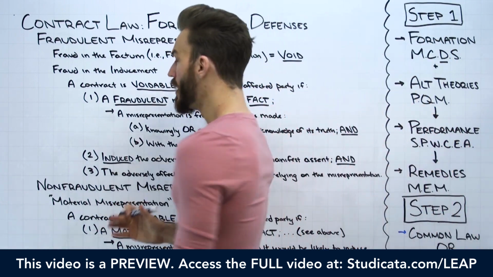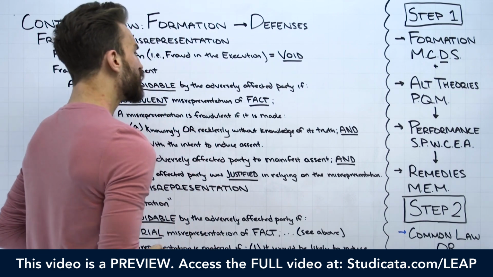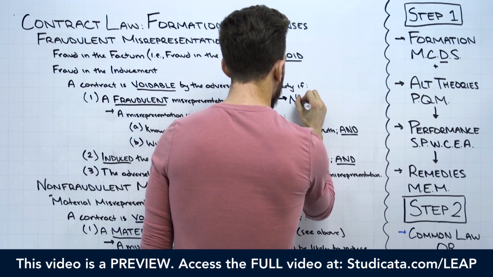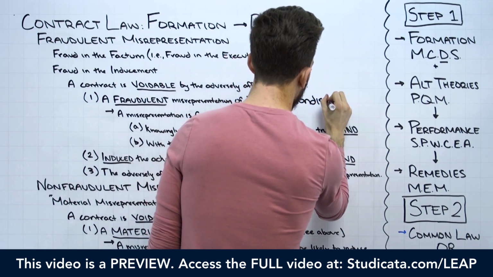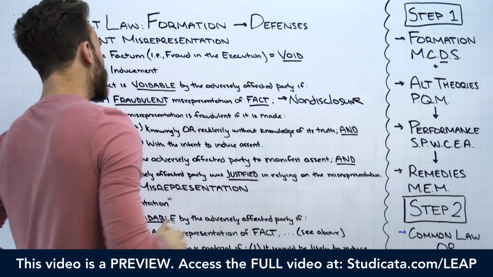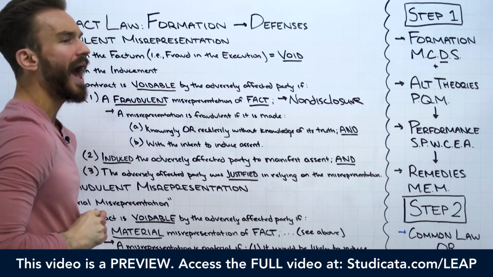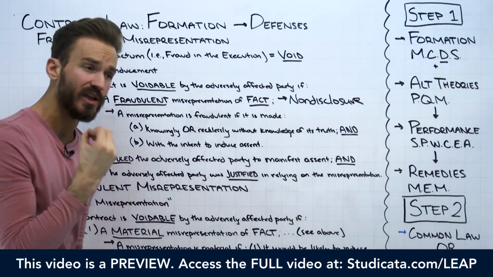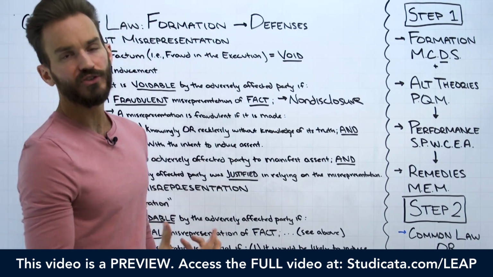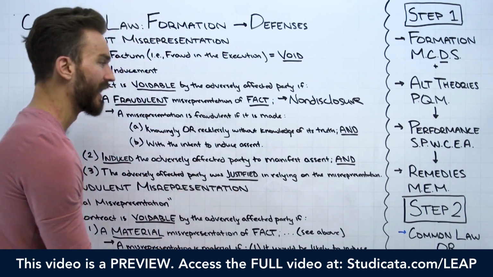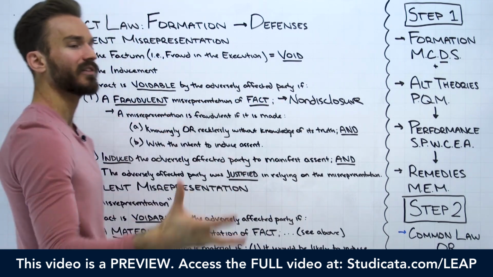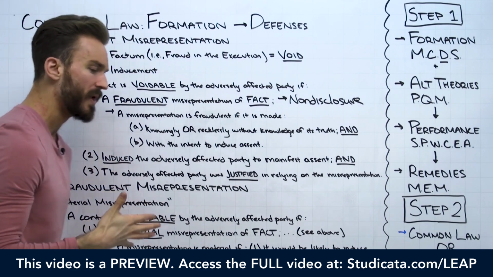Now, there's one other thing we want to note here, and that's what happens when someone's silent, right? We have a non-disclosure, where a party is silent, right? Do we have to have a verbalized misrepresentation in order to satisfy this first element? And the answer is not necessarily, right? A non-disclosure can satisfy this first element. Silence can satisfy this first element.